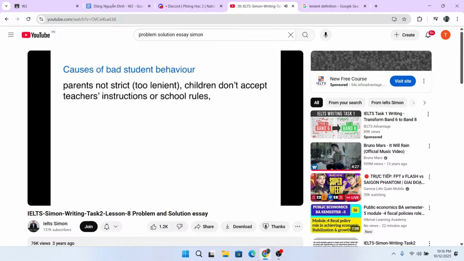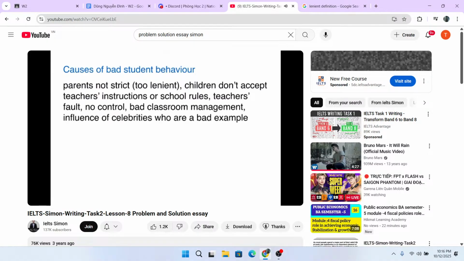Apart from the parents, we might blame schools or teachers. Teachers' fault. Why? No control, bad classroom management. And a final person or group of people to blame could be the influence of celebrities who are a bad example. You can see there that we're blaming 3 different groups of people, the parents, the teachers, and the celebrities.